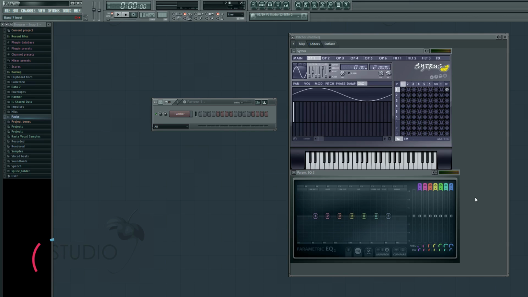So this is all about Square FM, which is sort of a way of getting those metallic, robot-y, dubstep-y sounds that are pretty popular these days. I'll demonstrate how to do it, and then I'll explain what's up.